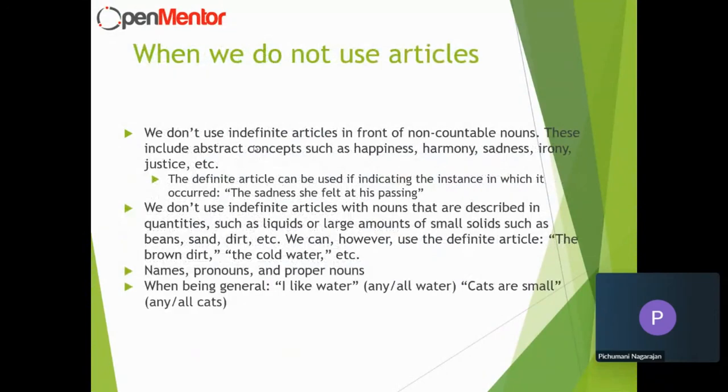Yesterday we saw that there are situations where we will not use an article. Whenever you are talking about non-countable nouns, right, you cannot count them. If you say boxes, you can say how many. If you say houses, you can say how many. If you say pigs, you can say how many. If you say boys, you can say how many. If you say girls, you can say how many, right?